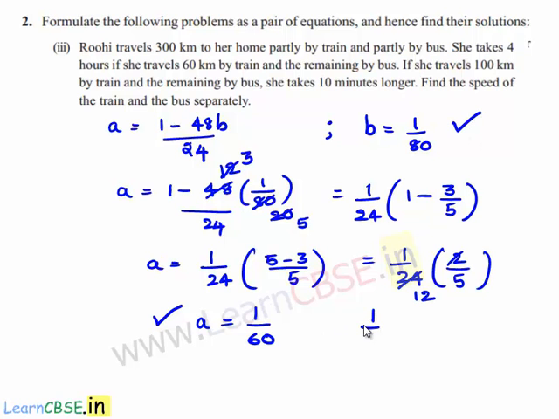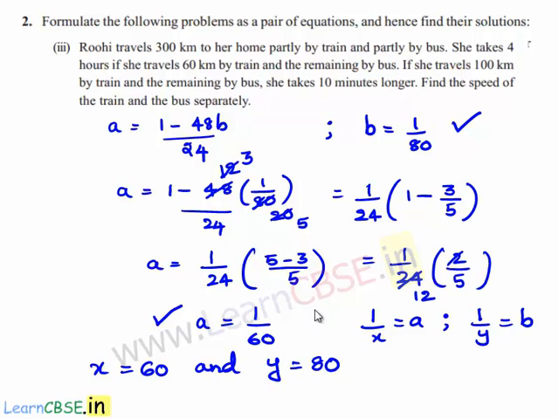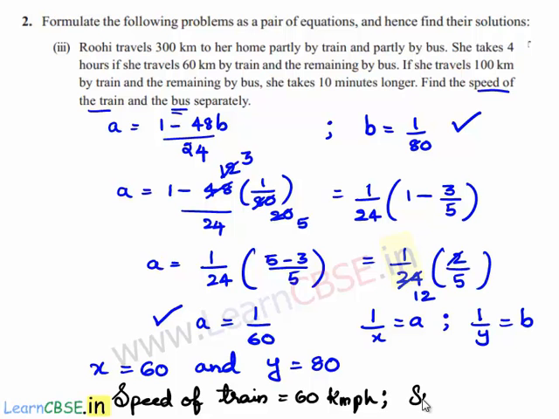In the beginning we assumed that 1 by x is equal to a and 1 by y is equal to b. On equating them we get x is equal to 60 and y is equal to 80. x is nothing but the speed of the train and y is nothing but the speed of the bus. Therefore, the speed of the train is equal to 60 km per hour and the speed of the bus is equal to 80 km per hour.